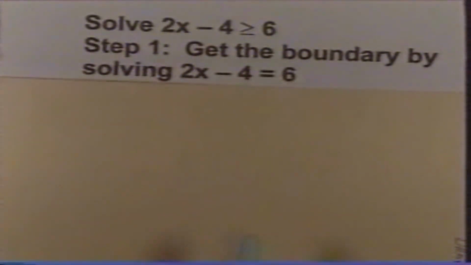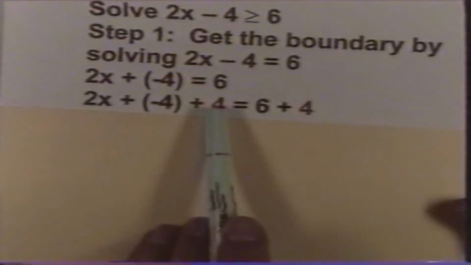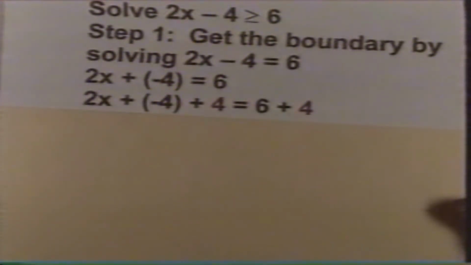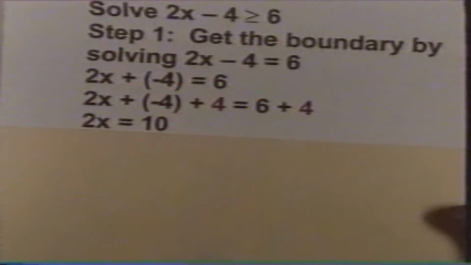Okay, to solve 2x minus 4 is equal to 6, I need to change the subtraction to adding the opposite. So we have 2x plus a negative 4 is equal to 6. Now I need to eliminate the negative 4. To eliminate a negative 4, I need to add a positive 4 to both sides. Now negative 4 plus 4 is 0. 2x plus 0 is 2x. 6 plus 4 is 10.